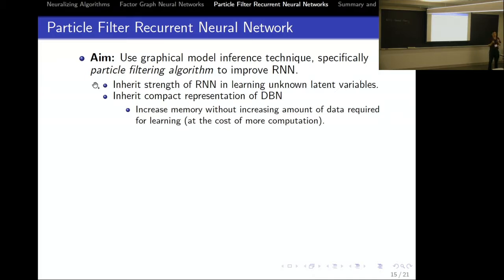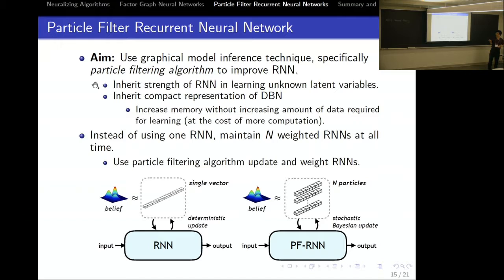But with recurrent neural networks, to make the latent variable more powerful, you increase the size of the latent vector, and the number of parameters grows quadratically with the length of the latent variable. Whereas something like a dynamic Bayesian network or graphical model usually has a fixed number of parameters if you fix the model. And if you use a particle filter, as you increase the number of particles, it doesn't increase the number of parameters. So we want to combine both these advantages.